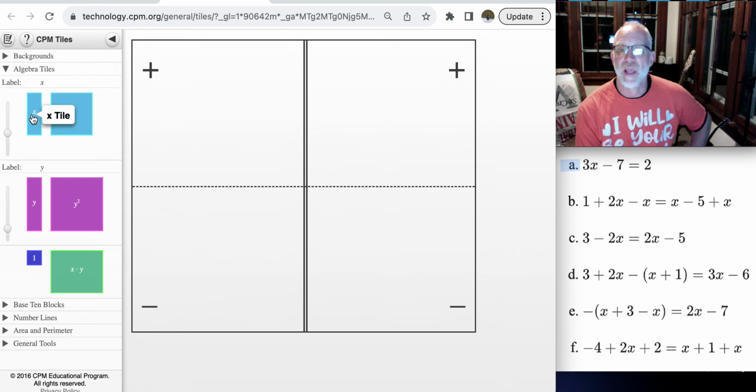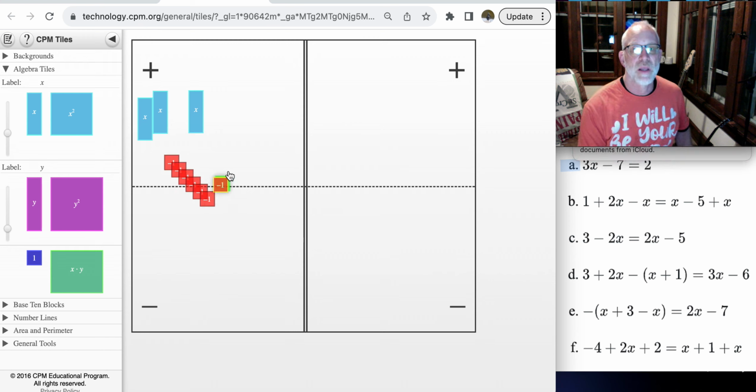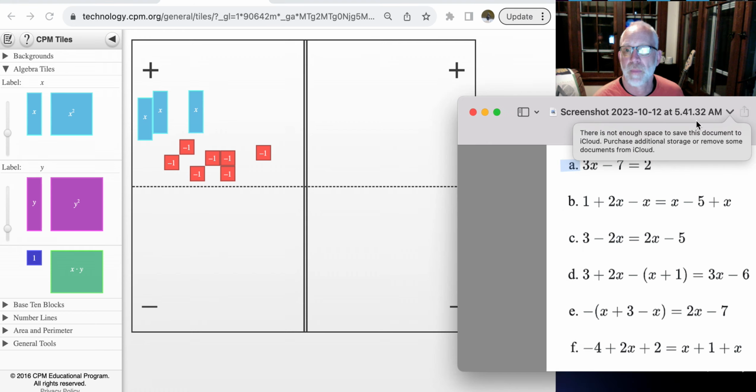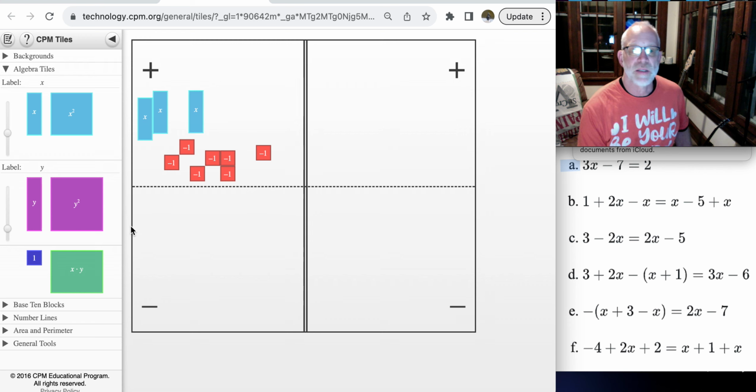So the first one we have is 3x's over here, 1, 2, 3, and then we need 7 negatives on this side. So I went copy, Control C, Control V, 2, 3, 4, 5, 6, 7, and pull those up into here. On the other side, we just need 2 positives. I'll pull 2 positives up here.